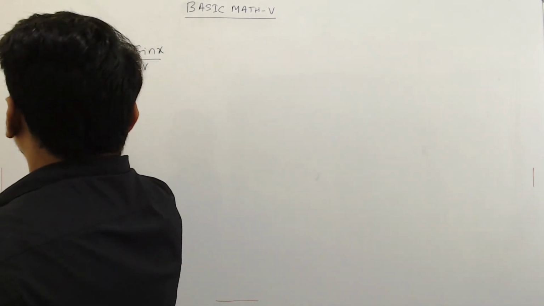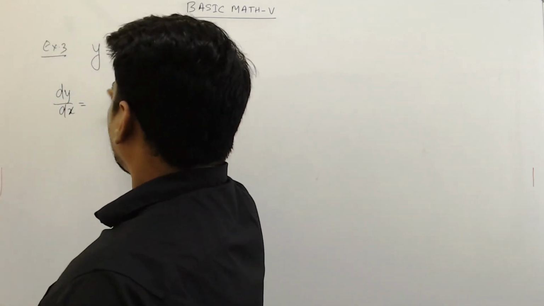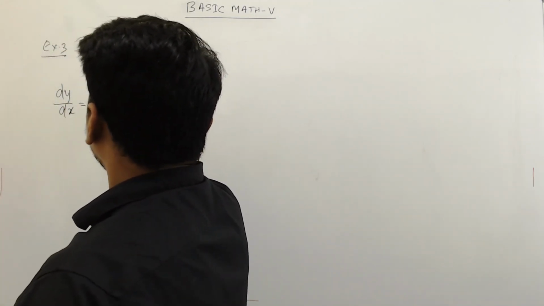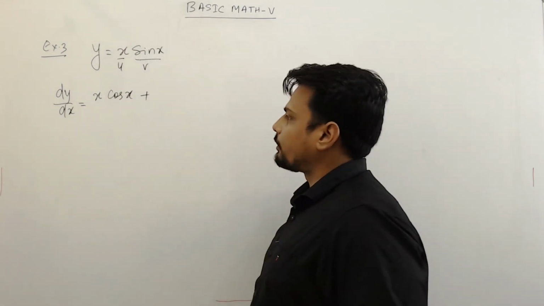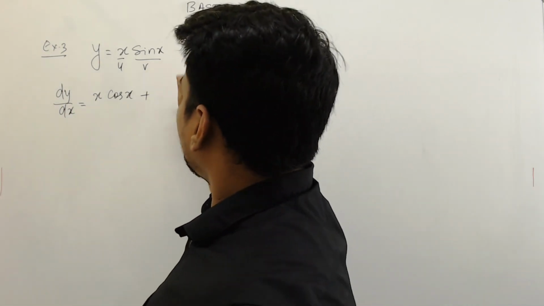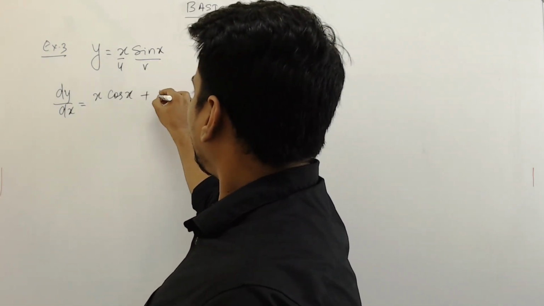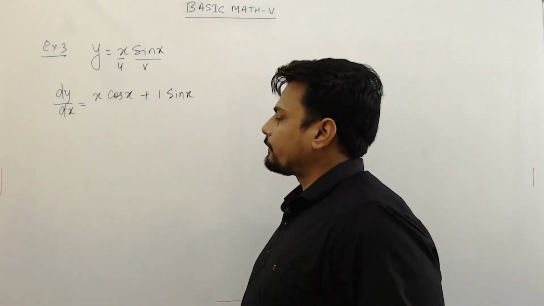So dy upon dx, if I look for the first order derivative, I'm going to keep x as it is. Sin x is going to be cos of x, plus I'm going to differentiate x, which is going to be 1, and sin x this time will remain as it is, so 1 times sin x. So this is my first order derivative.